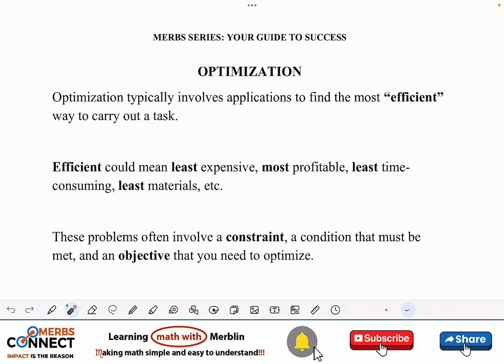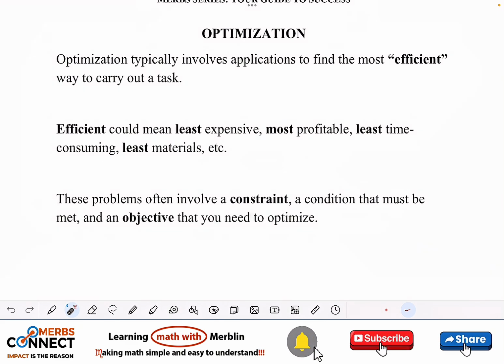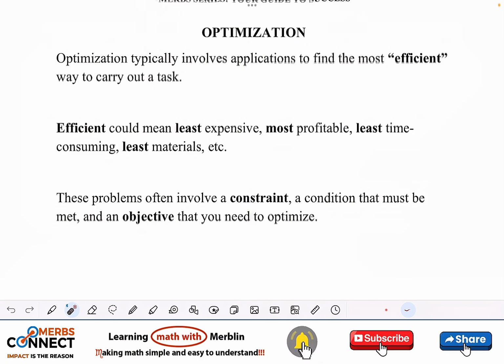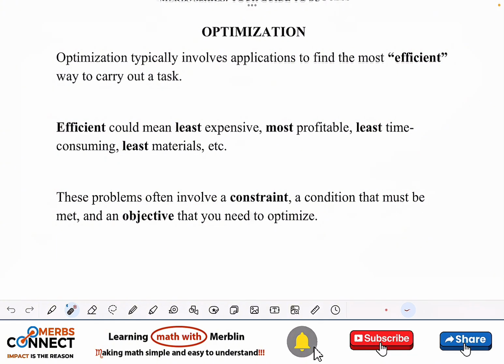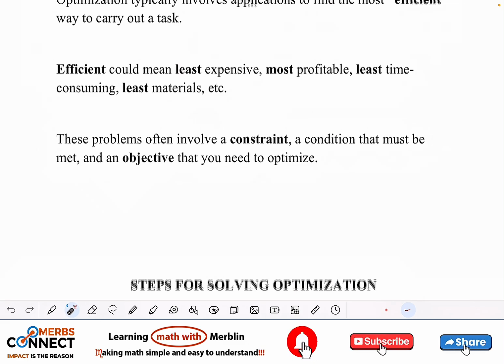In this video, we are going to talk about optimization, right? Now, optimization helps us to find the most efficient way of carrying out a task. It might be we want to minimize cost, we want to maximize profit, anything that involves cost or time. Optimization is the best technique that you need to use. And anytime you have an optimization question, it comes with a constraint that you must meet, and then the objective that you need to maximize or optimize.